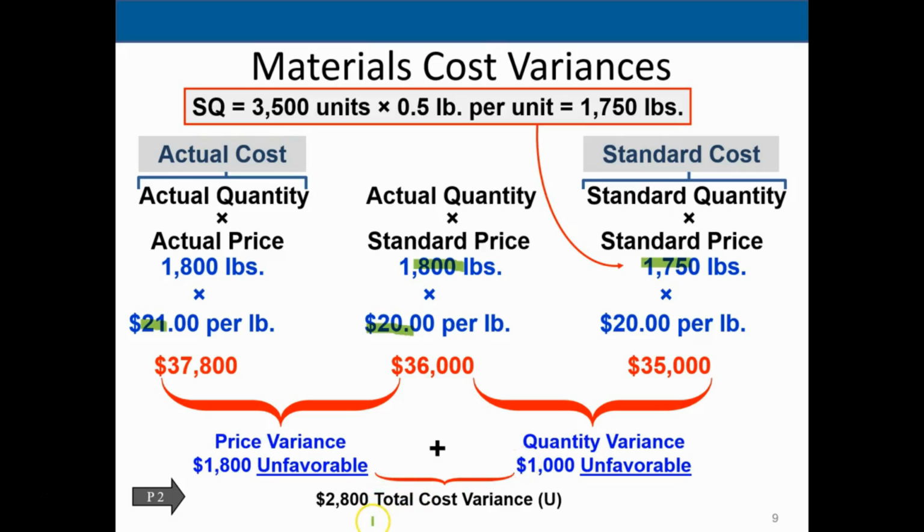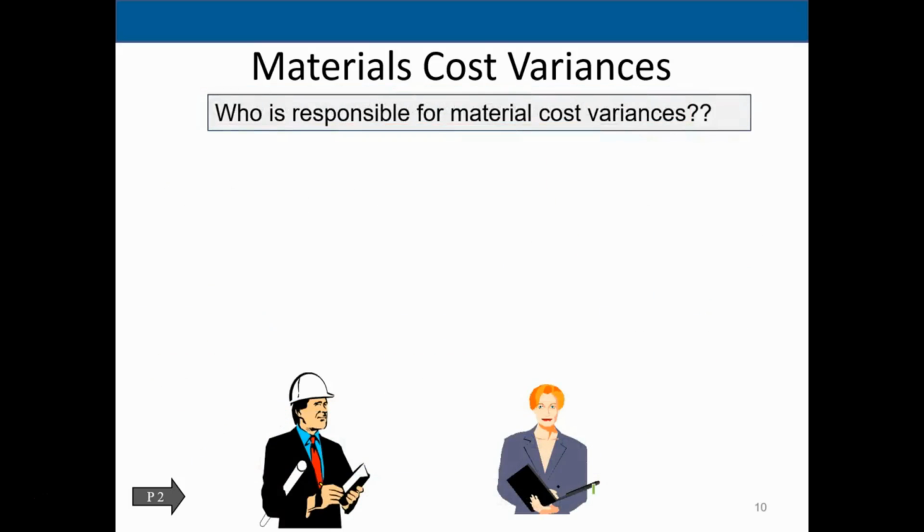So we're left with a 2,800 unfavorable material variance, and we're going to apply that to 1,800 of it being due to the price variance, the difference in the price. We paid more per unit than we thought, and we think that's costing us 1,800. But we also have an unfavorable quantity variance, meaning that we used more material per unit than we thought we were going to. So now we've got to analyze this out.